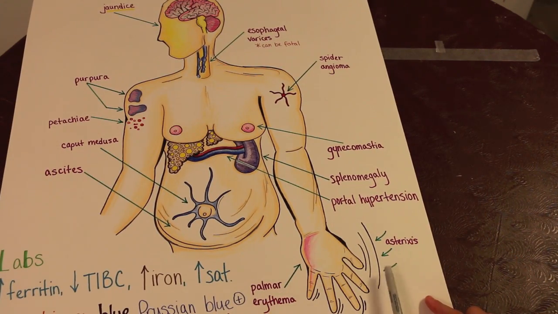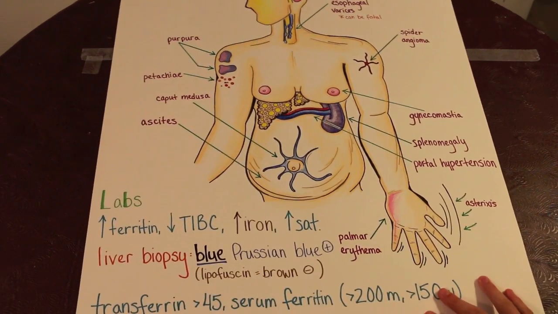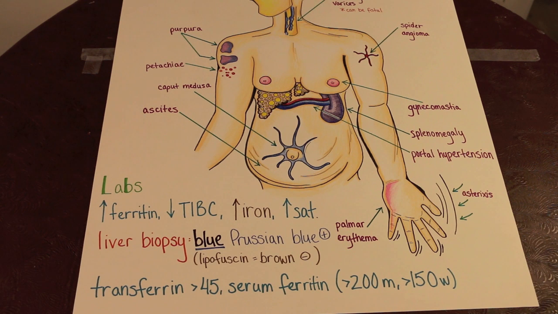Classic lab findings in a person with hemochromatosis will obviously be that of iron overload. Labs are going to show elevated ferritin stores and a resulting low total iron binding capacity. There will be high serum iron and a high percent saturation of transferrin. If a liver biopsy is performed, there will be an accumulation of brown pigment seen within hepatocytes.